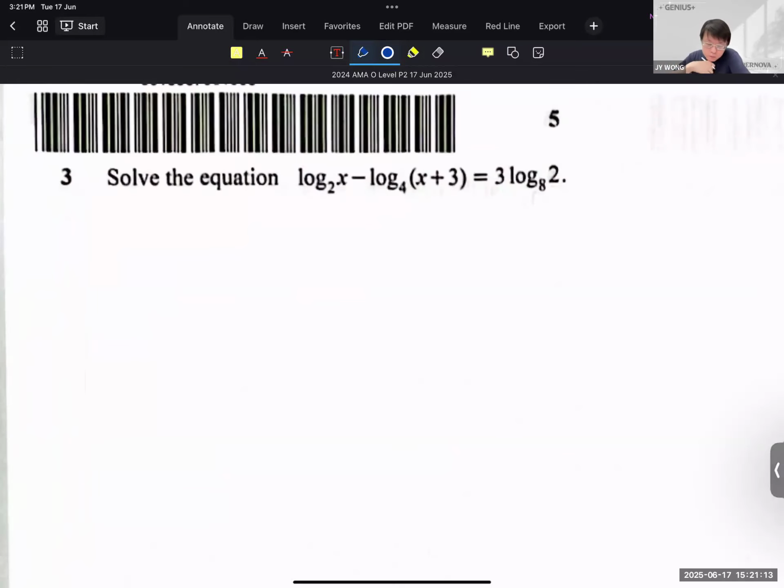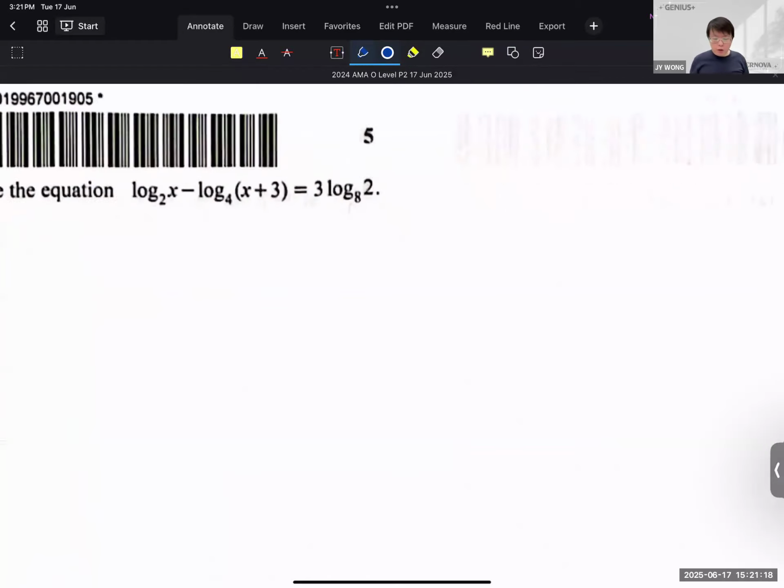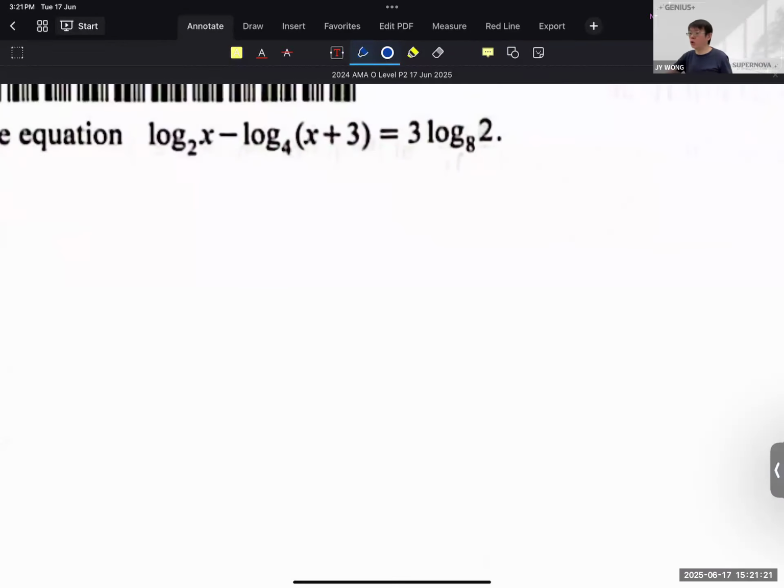Solve this equation for 5 marks again. When you look at this log equation, Elijah, what do you need to consider? What do you notice?